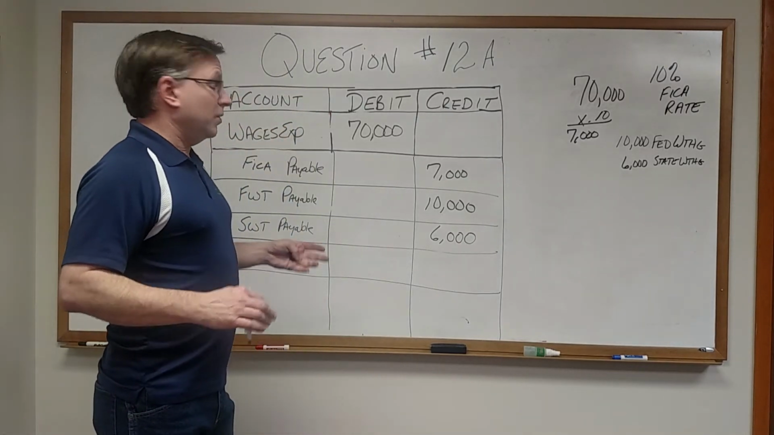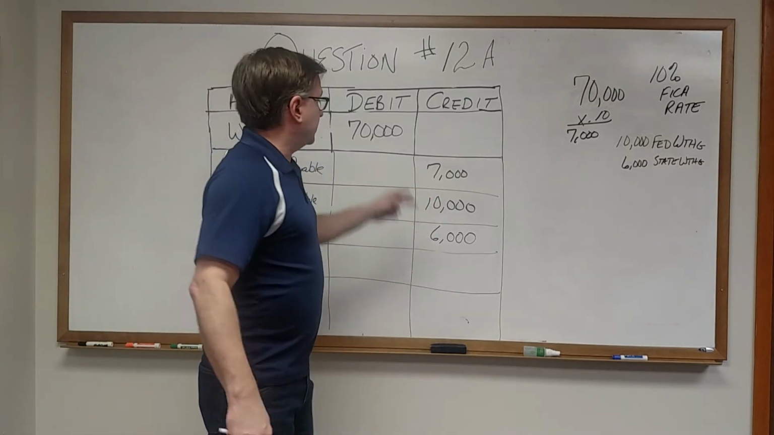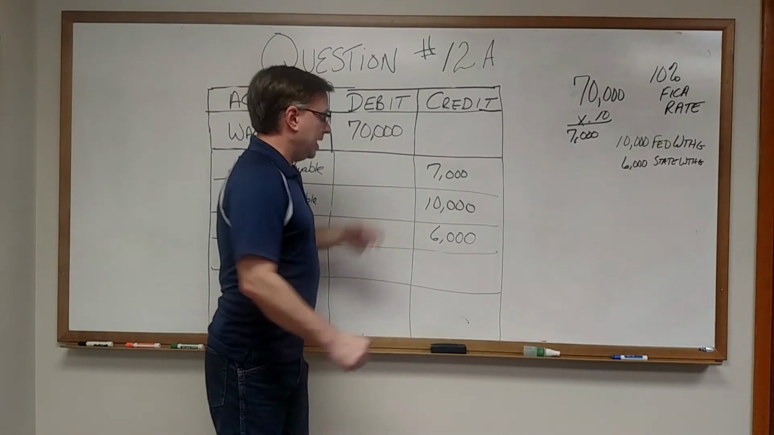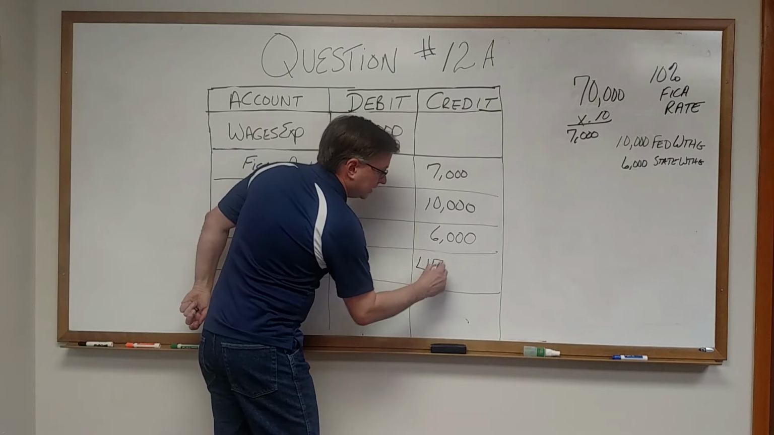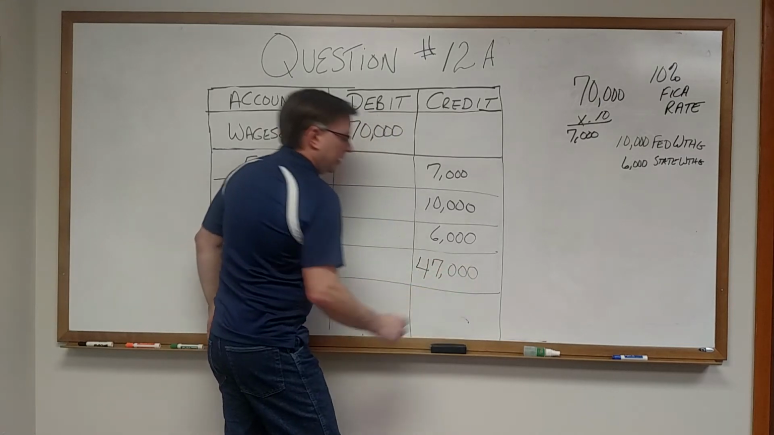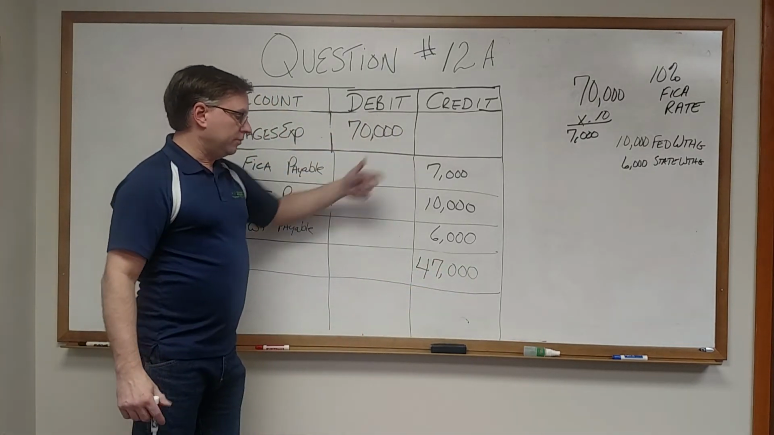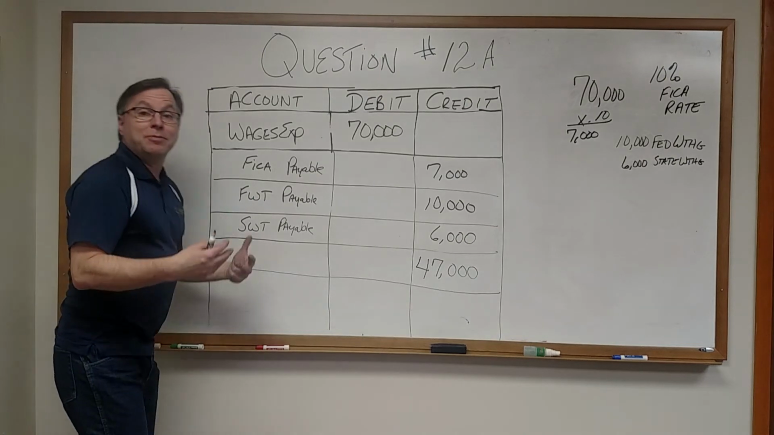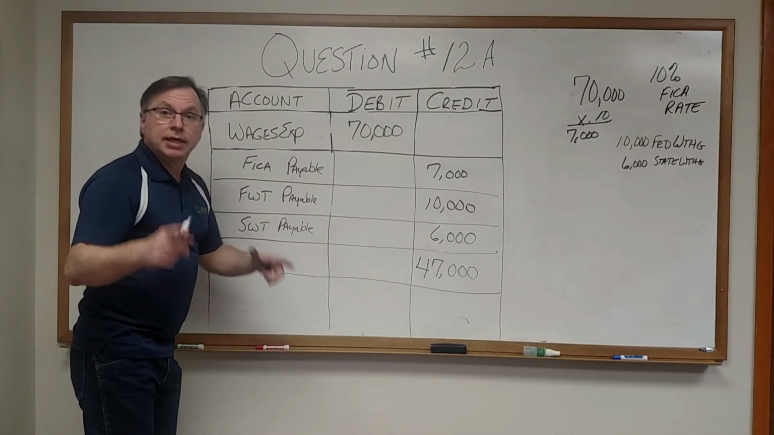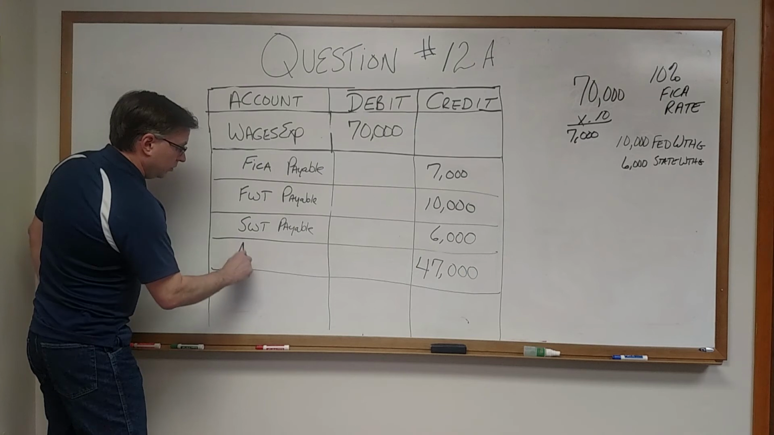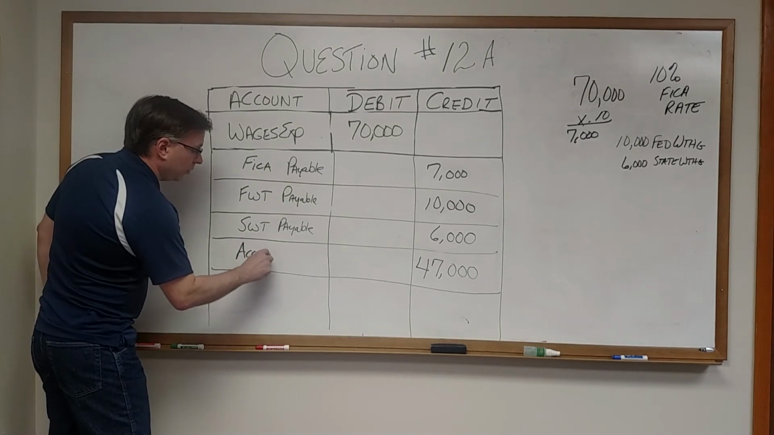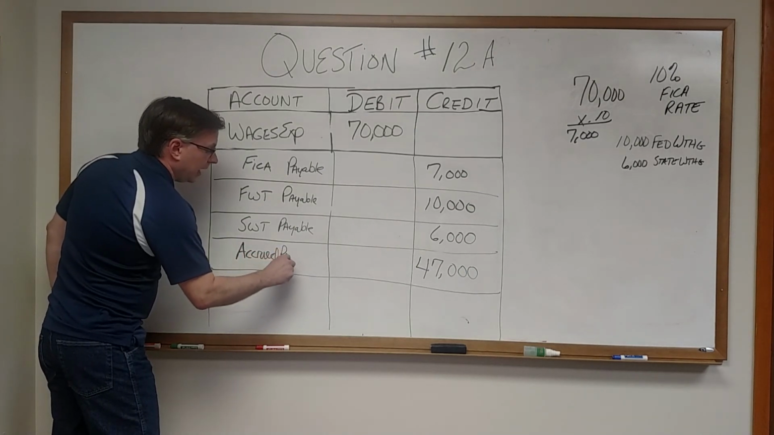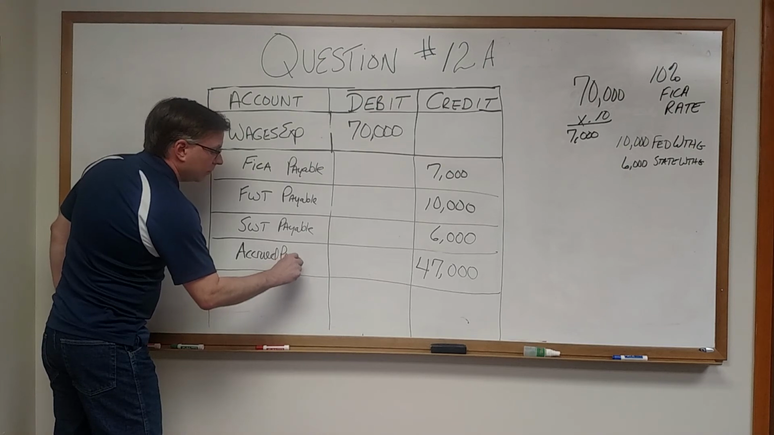That $6,000 is withheld again into our account, and then we'll pay it to the state when we turn that over. So the employee doesn't get a check for $70,000 in this case. They get a check for $47,000. Everything else being withheld for the government, but we haven't paid them. So it's not a cash, it's accrued payroll, which is also a liability account.